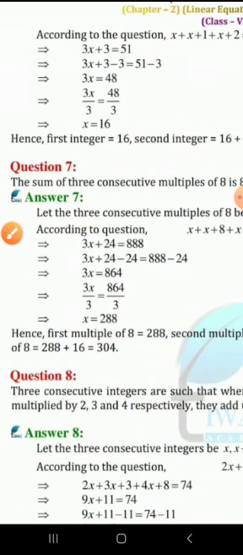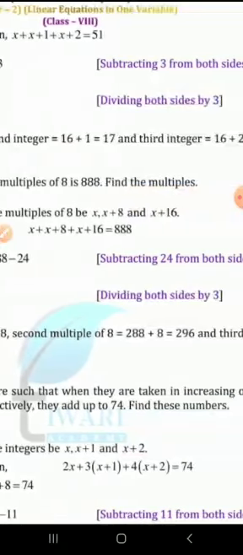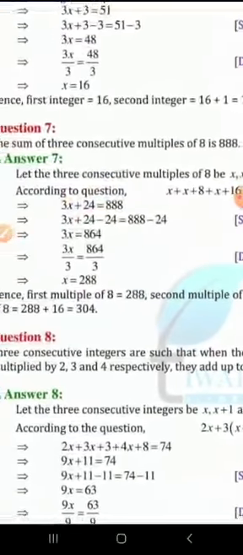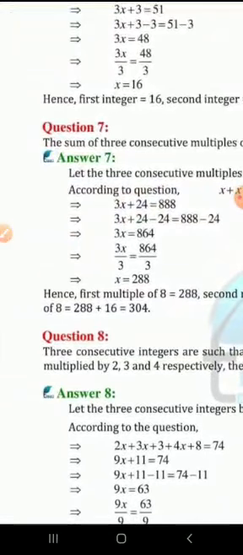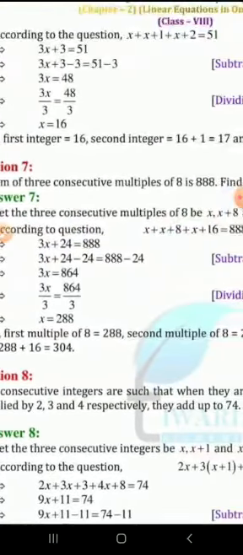So the first integer is 16. The second will be consecutive, one after the other. It will be x plus 1, that is 16 plus 1, that is 17. Next will be 18. So the 3 consecutive integers are 16, 17 and 18. You can check it also. The sum of 3 consecutive integers is 51, and we found the answer as 16, 17 and 18. You can add 16 plus 17 plus 18. Answer is coming 51. That means our solution is correct.